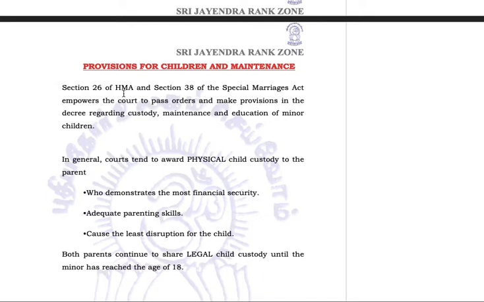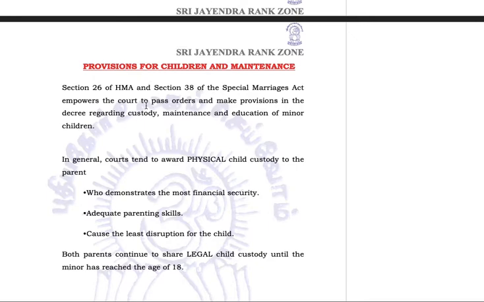Section 26 of Hindu Marriage Act and Section 38 of Special Marriage Act empowers the court to pass orders and make provision in the decree regarding custody, maintenance, and education of minor children. When court will pass order, that means a matter has reached the court. Spouses are taking divorce from each other or staying separate from each other. Then these are the provisions in which court can pass order.